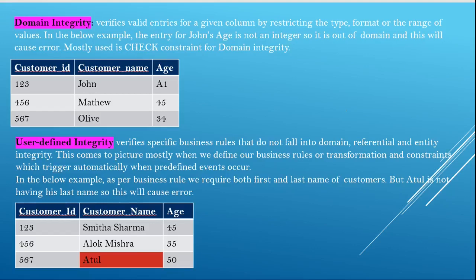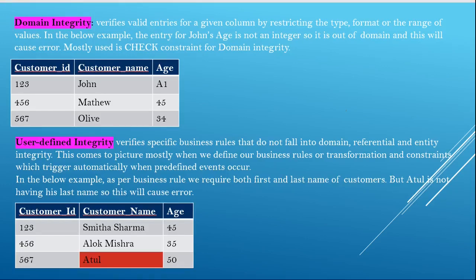This verifies specific business rules that do not fall into domain, referential and entity integrity. This comes to picture mostly when we define our business rules or transformation and constraint which trigger automatically when predefined event occur. In the below example, as per business rule, we require both first and last name of customer. But Atul is not having his last name, so this will cause error.